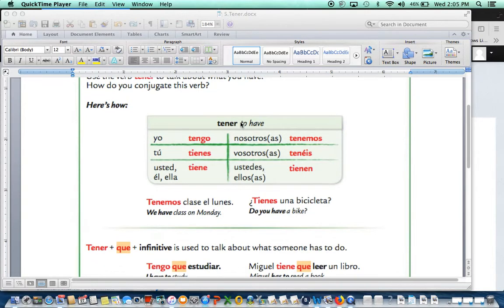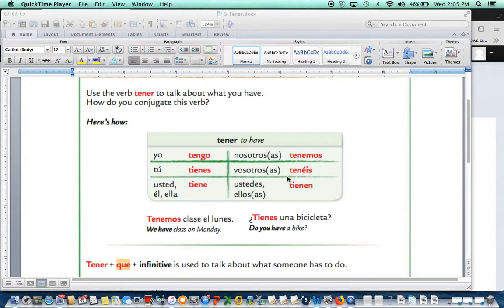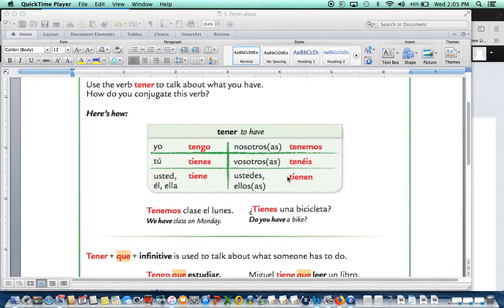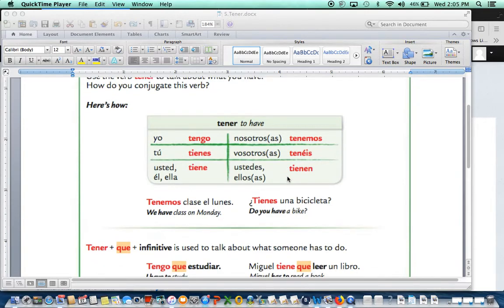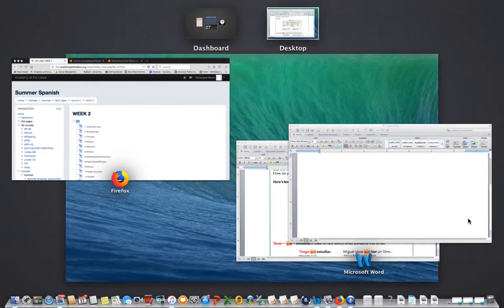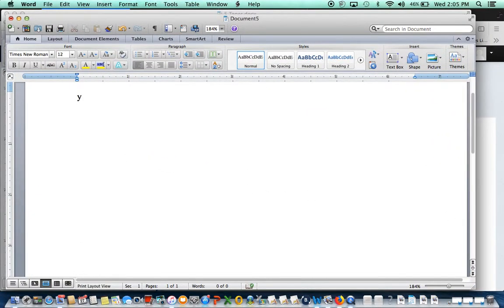All right, so what is tener? Tener means to have. Yo tengo, tú tienes, él tiene, nosotros tenemos, and ellos tienen. When you're going to use tener, you are going to use tener to talk about things that you have, okay? Possession, things that you have. All right, for example, let's go back here. Por ejemplo, yo tengo un perro. I have a dog.